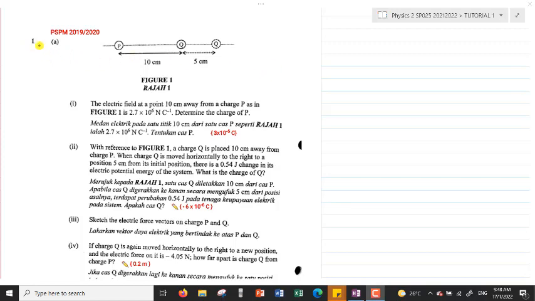So class, question 1a, we are given figure 1. The electric field at a point 10 cm away from the charge P, as in figure 1, is 2.7 × 10^6 Newton per Coulomb. Determine the charge of P. So we want to find the charge of P. What is the value of the charge of P?